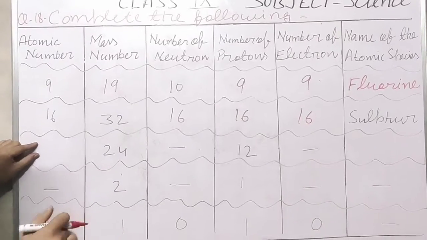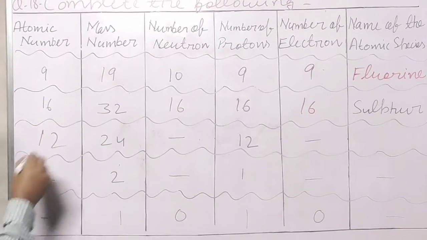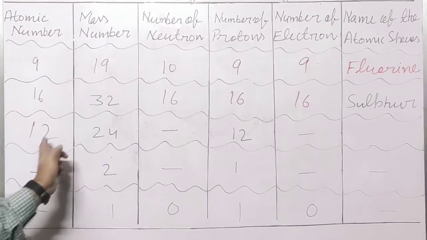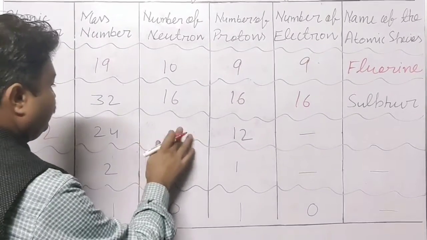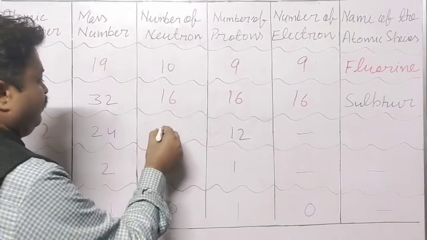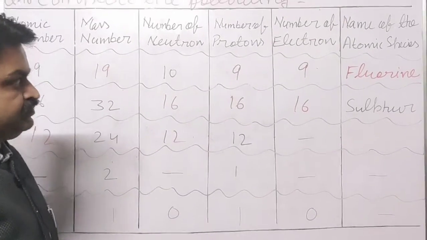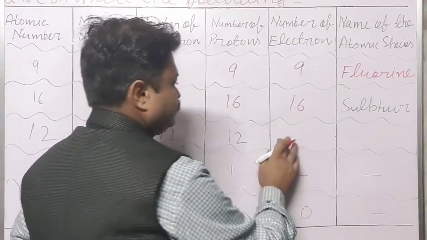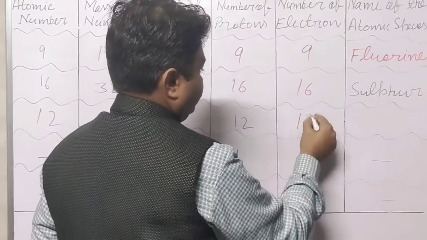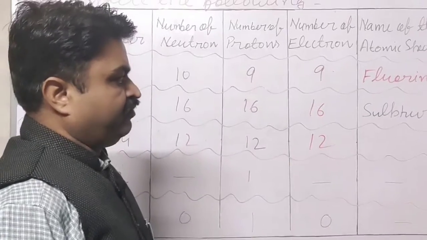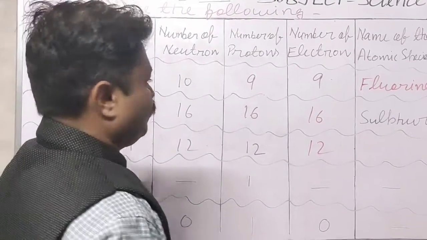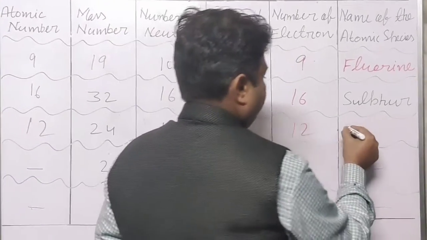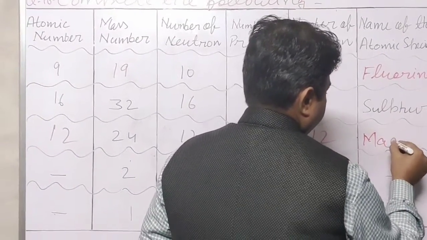So what will be here? It is also 12. Here, for the number of neutrons, if we subtract 12 from 24, then we get 12. The number of electrons, as it is a neutral species, that's why we can write here 12. And this atomic number 12 is for magnesium, student. So we write here magnesium.